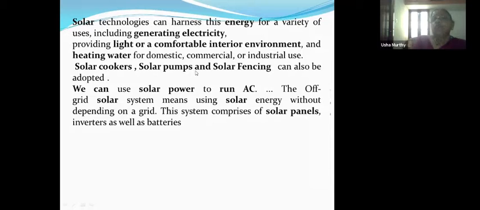The only thing is we have to know the concept, how it has to be used, and that has to be adopted. The other aspect is you can go for off-grid solar systems, which means using solar energy without depending on the grid. This system comprises solar panels, inverters, as well as batteries.